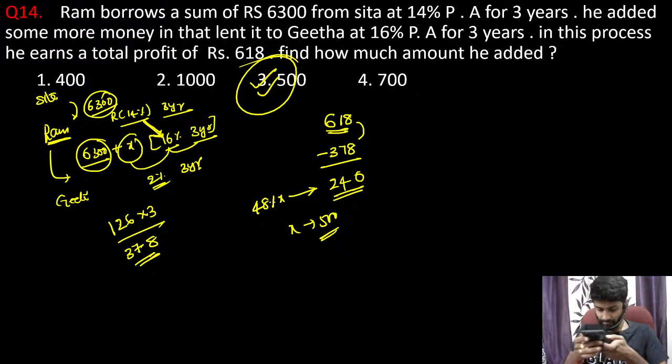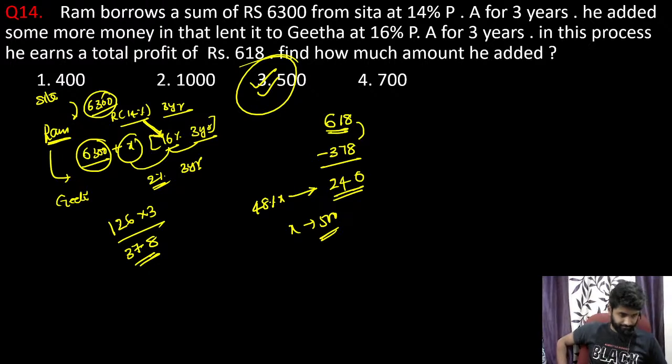Is it clear? Is there any doubt in the simple interest concept? Is there any doubt? These are the different models in simple interest, guys.